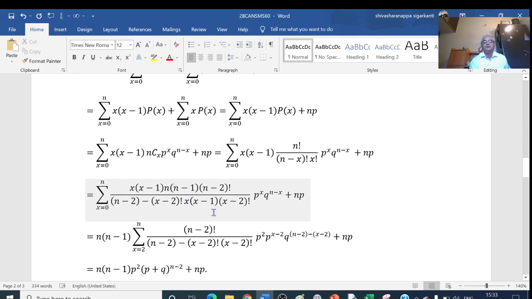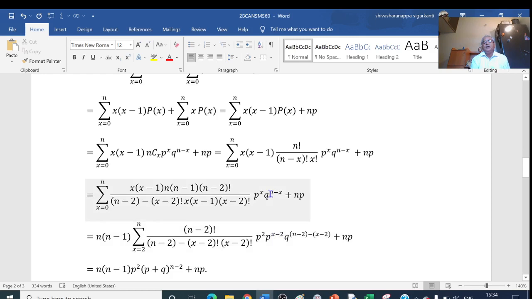So here x into x minus 1, x into x minus 1 gets cancelled. What remains here? In the numerator we have n into n minus 1 into n minus 2 factorial. I will write this n into n minus 1 outside the summation sign, into, in the numerator, n minus 2 factorial divided by n minus 2 minus x minus 2 factorial into, this gets cancelled here, denominator x minus 2 factorial into, I will write p to the power of x as p square into p to the power of x minus 2.